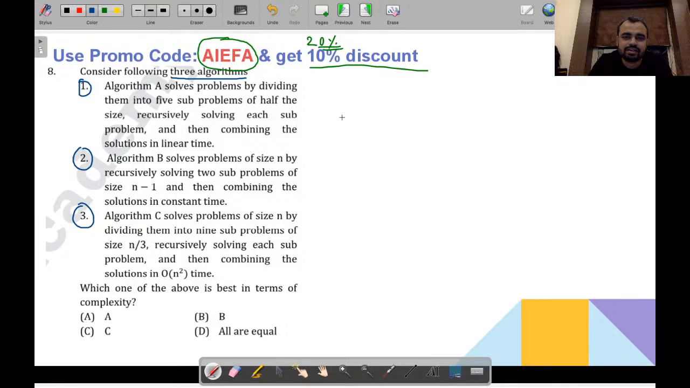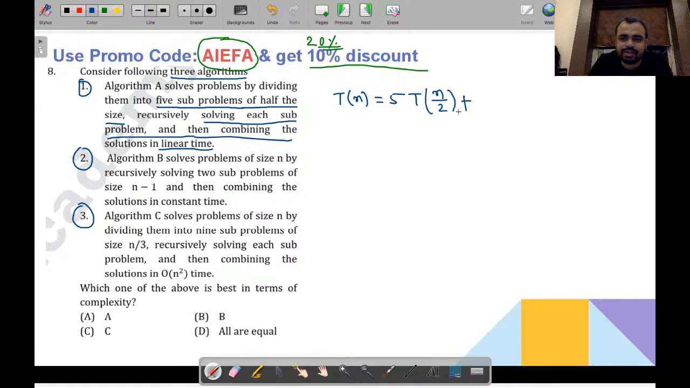If this is the problem T of n, we are dividing the problem into five subproblems of half the size. Half the size means n by 2. Then we solve the subproblems and combine the solutions in linear time. What time? Linear time.